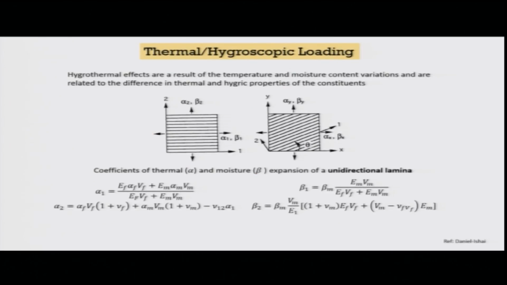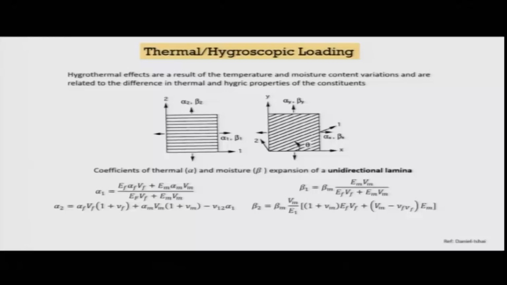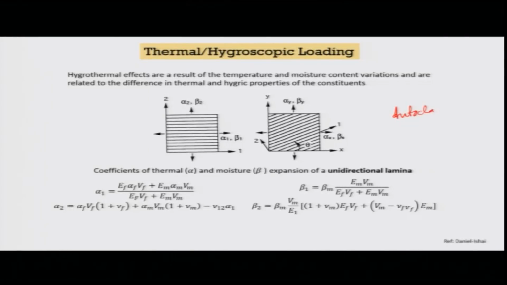Now, one last case is, what if there is a thermal or a hygroscopic loading? Okay, how can this happen? Well, as you know, once we make a composite laminate, we also place it in what we call autoclave machines, right. That is the first source where this can happen, because in the autoclave we apply high temperature and pressure for curing. So, during this process we are applying the temperature, so there will be a thermal expansion in the system.